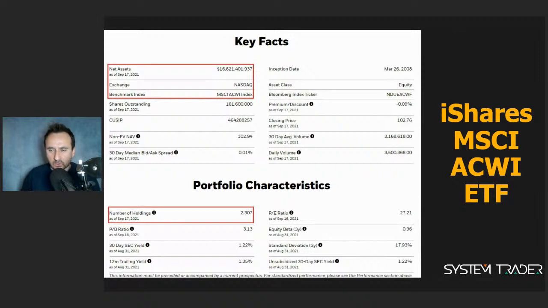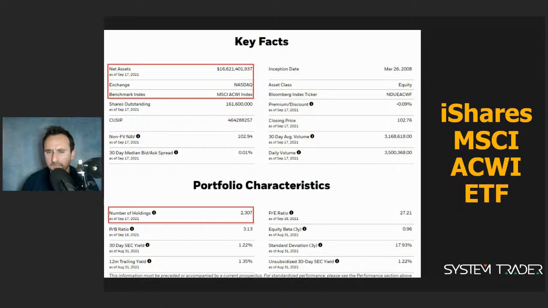So now I will talk a bit more about ETFs, how they look inside, and how to understand an ETF. Here I put an example of an ETF coming from the Nasdaq exchange in the United States, and it's an ETF which is replicating the MSCI All Country World Index.